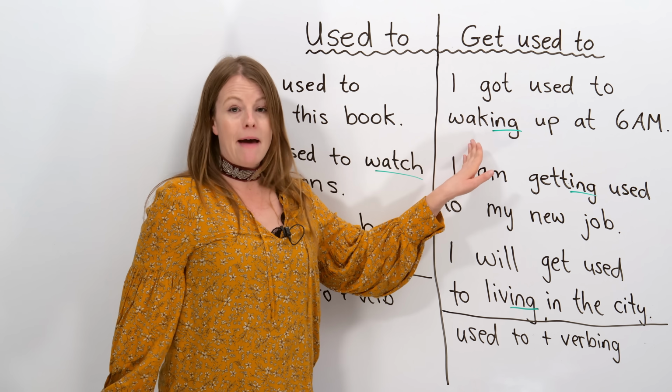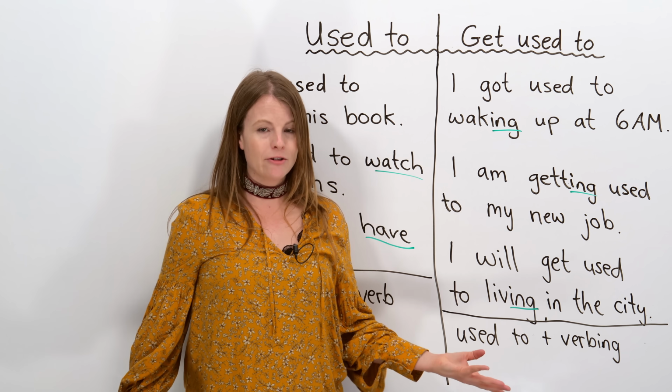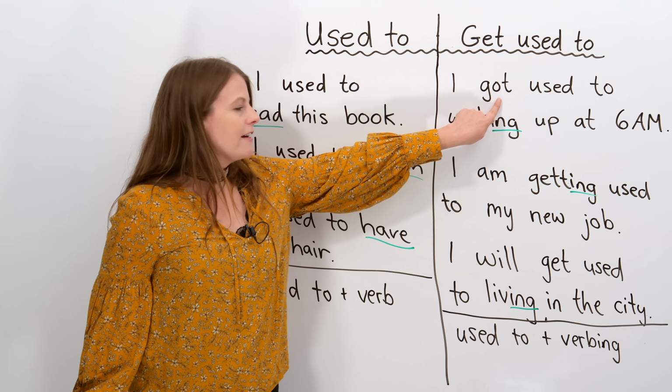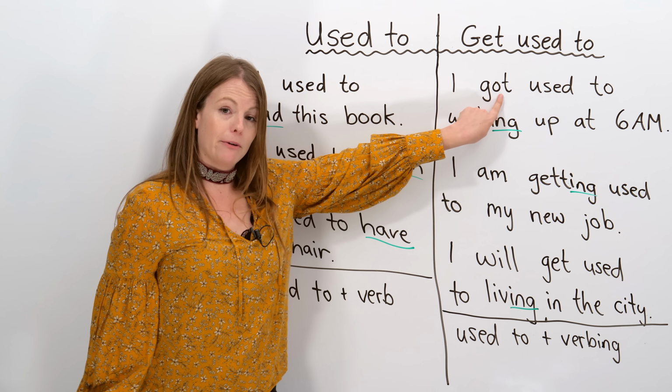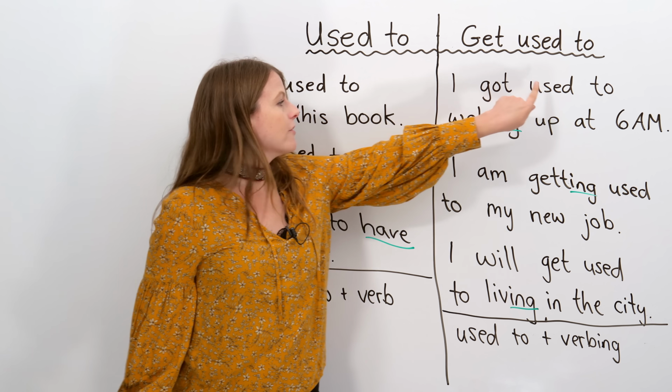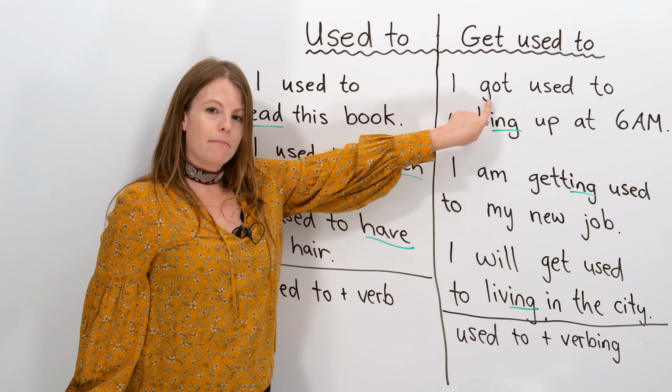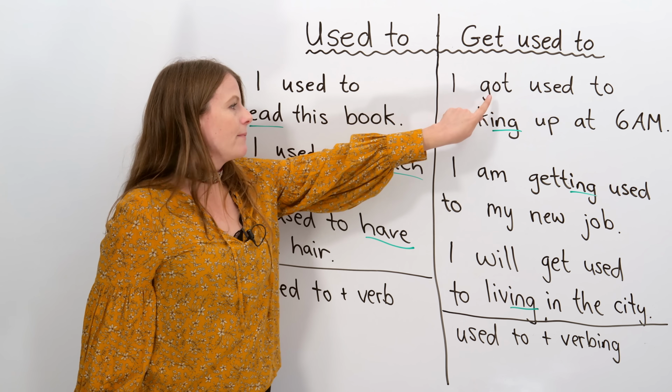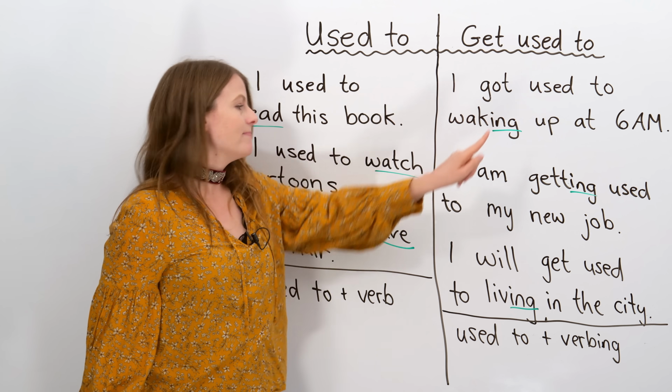And this is in the past tense. How do we know? Well, instead of using get, I'm using the past tense verb here, got. So used to stays the same, but our verb get becomes got in the past tense.